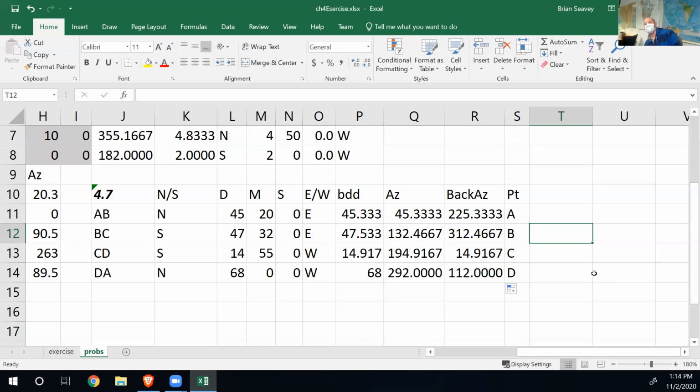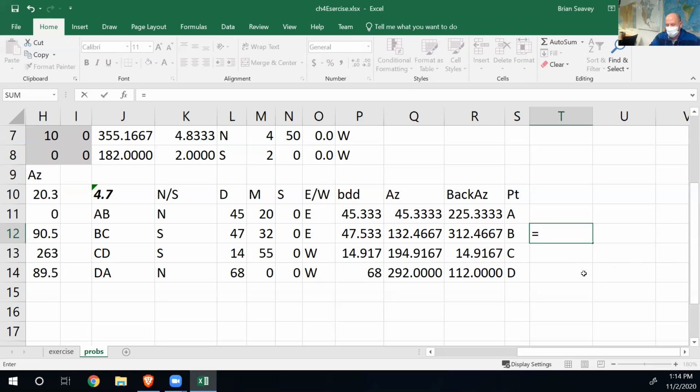Did we even figure it out? I don't think we did. Did we? Nope. All we did was get the directions. But it is the difference. Oh yeah, we talked about it. We said we got 45 and 132, right? So, well, anyway.